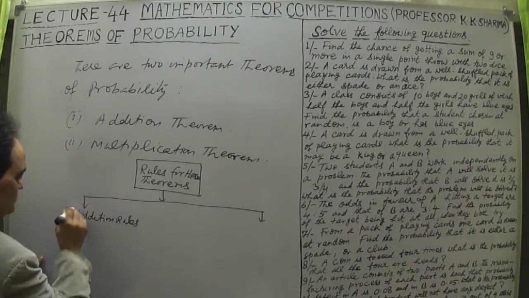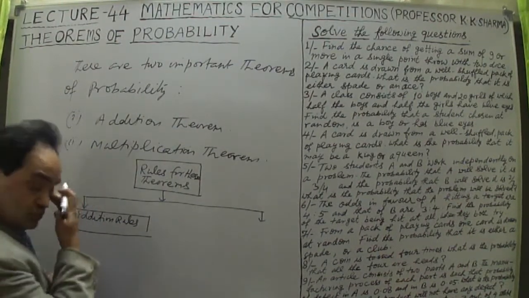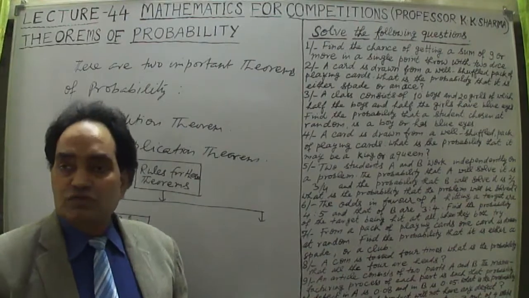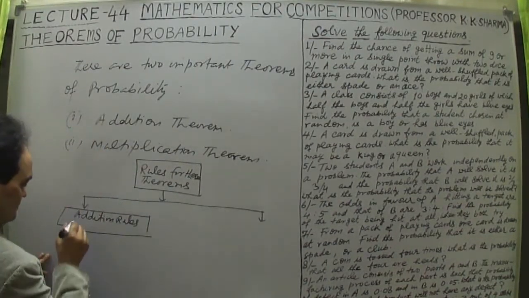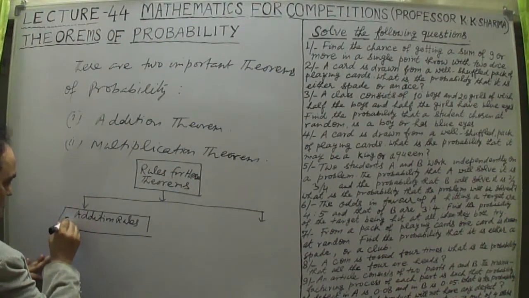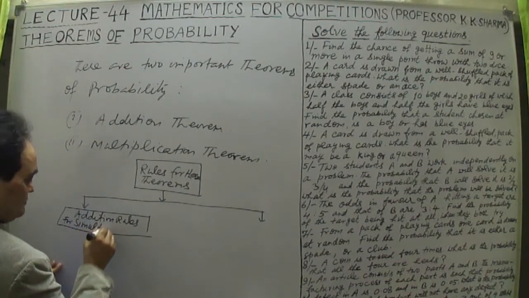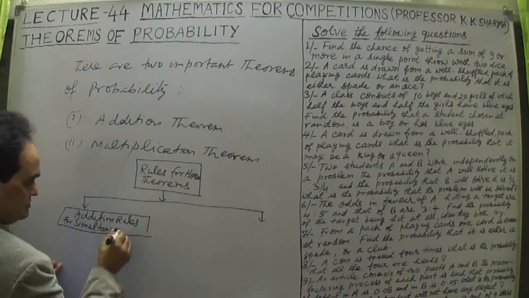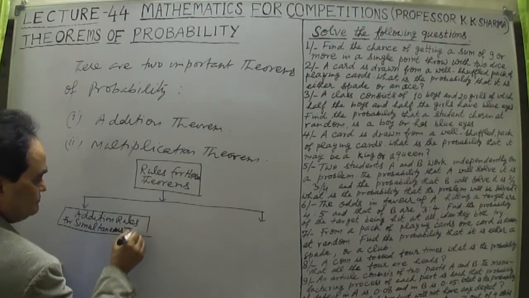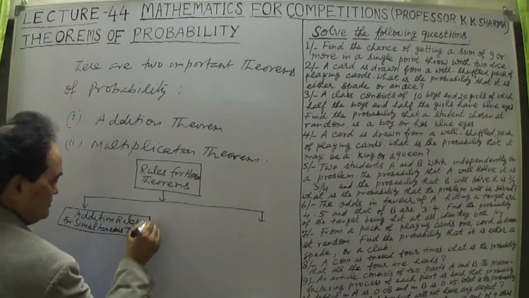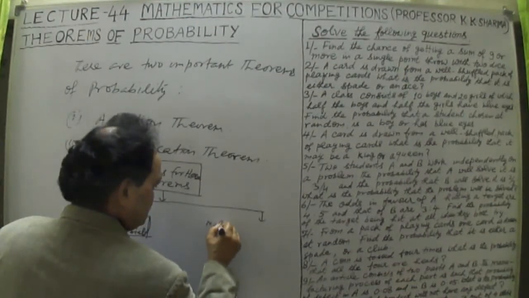What are the addition rules? Let me talk about them. When the addition rules are used, they are used for simultaneous occurrence of trials or events. Therefore, addition rules are for simultaneous trials.